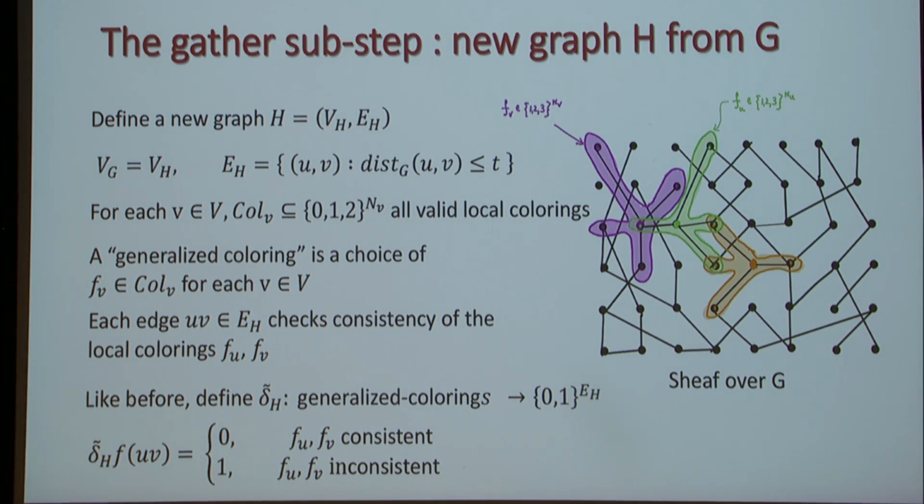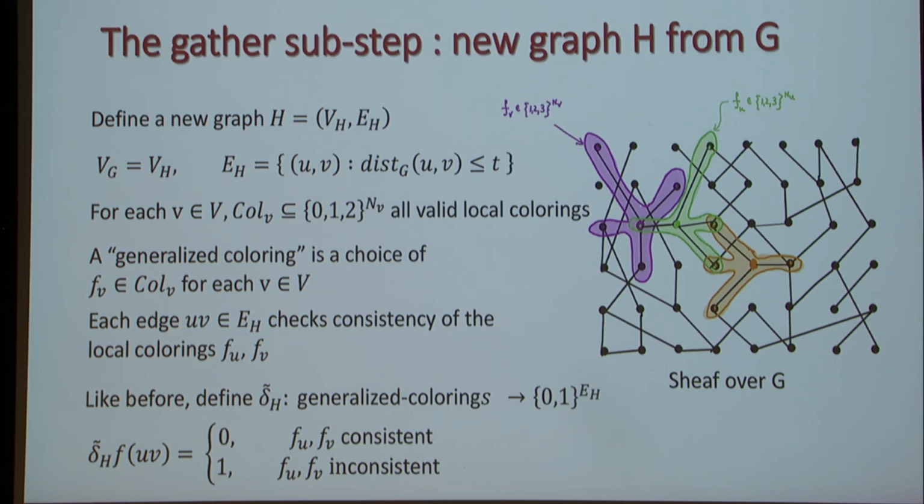I have my graph, I have U, I have V. U has many neighbors in here, and F sub U gives me a coloring of this entire neighborhood. And then for V, I have some neighborhood, and I have F of V. And the consistency between FV and FU is just checking that everything in this intersection is consistent. And when I say everything, I mean the vertices.